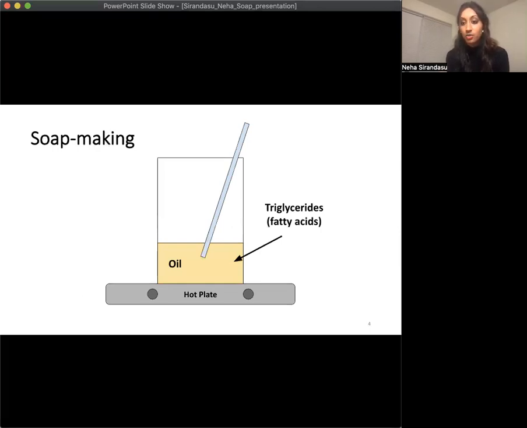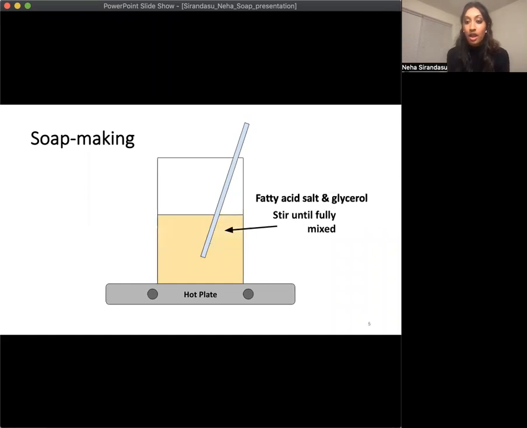So to prepare each soap sample in the lab, we first heated up our oil, which contains our triglycerides. Then we added our dissolved lye. And lastly, we ended up stirring the mixture until it was fully homogeneous. For each sample, we performed a shake test to measure foamability and a penny drop test to measure surface tension.